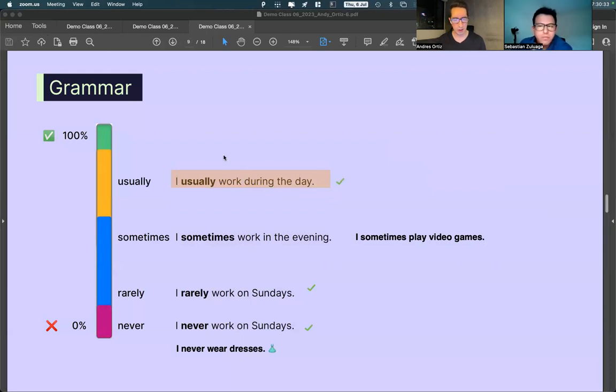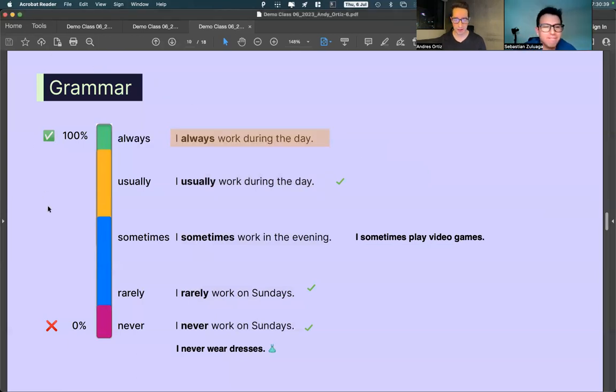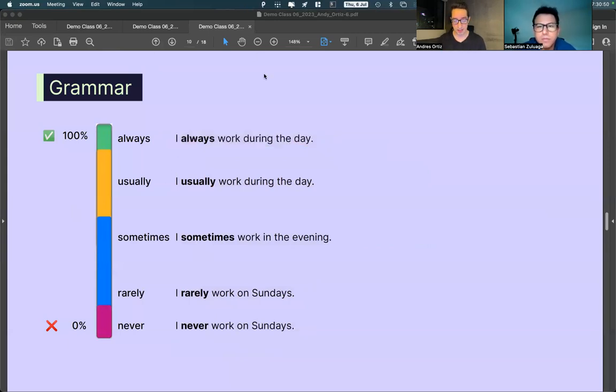And the next one, how about we go with Elizabeth? There you go. Always. I always work during the day. All right, very good. So now we have these different adverbs of frequency, guys. We have never, rarely, sometimes, usually, and always.